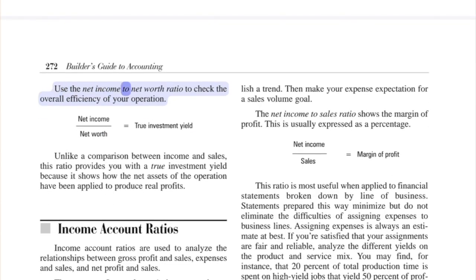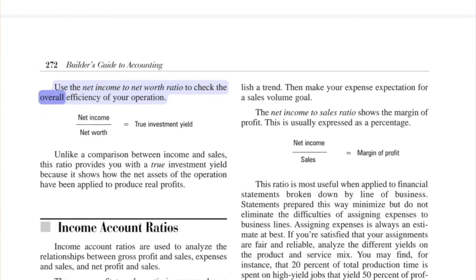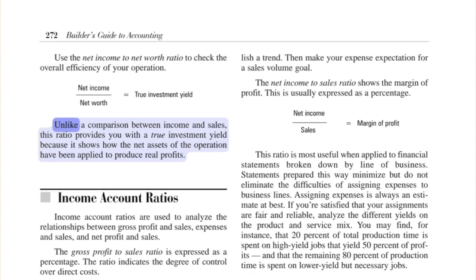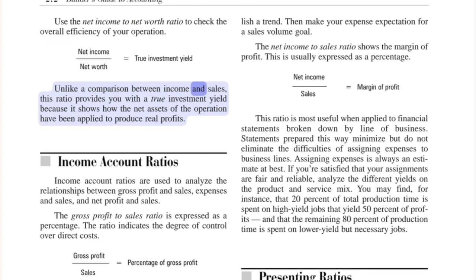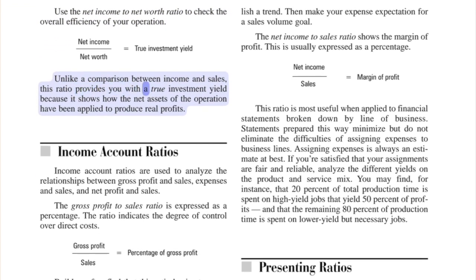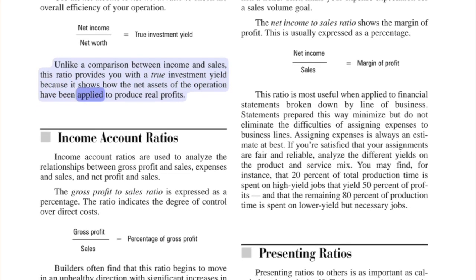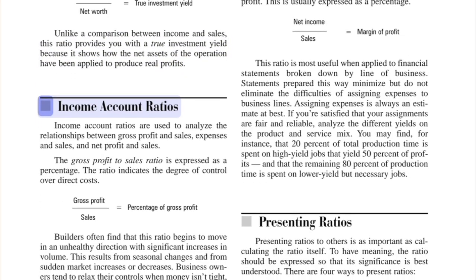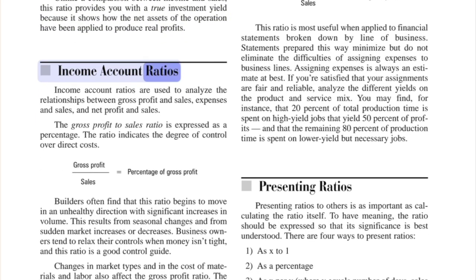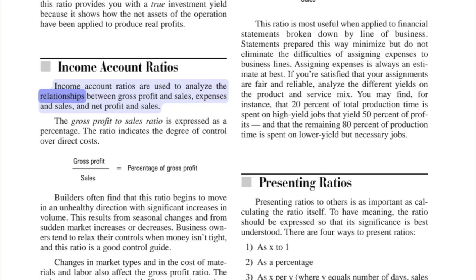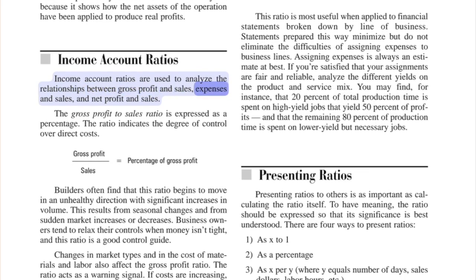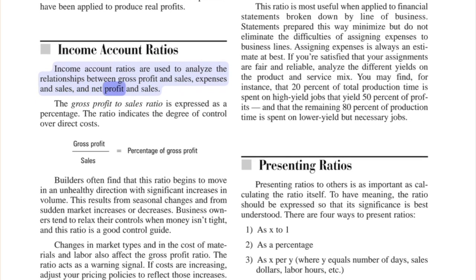Use the net income to net worth ratio to check the overall efficiency of your operation. Unlike a comparison between income and sales, this ratio provides you with a true investment yield because it shows how the net assets of the operation have been applied to produce real profits. Income account ratios are used to analyze the relationships between gross profit and sales, expenses and sales, and net profit and sales.